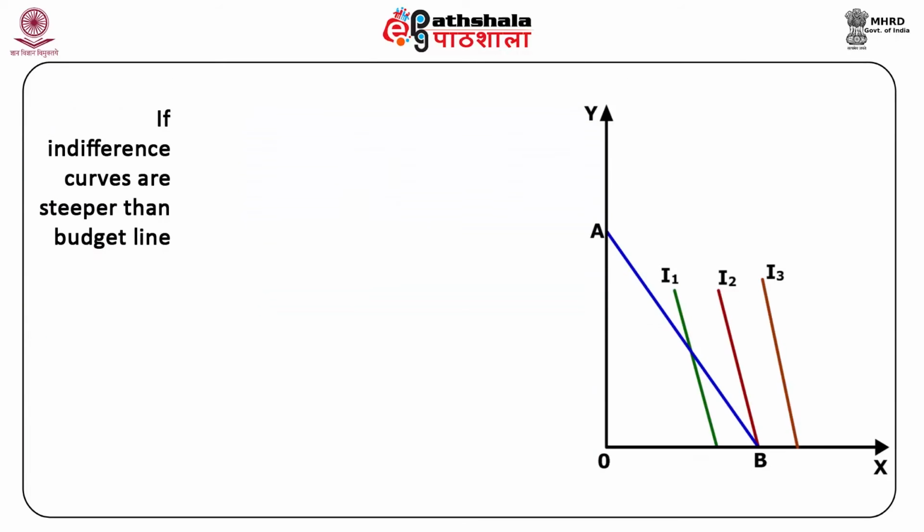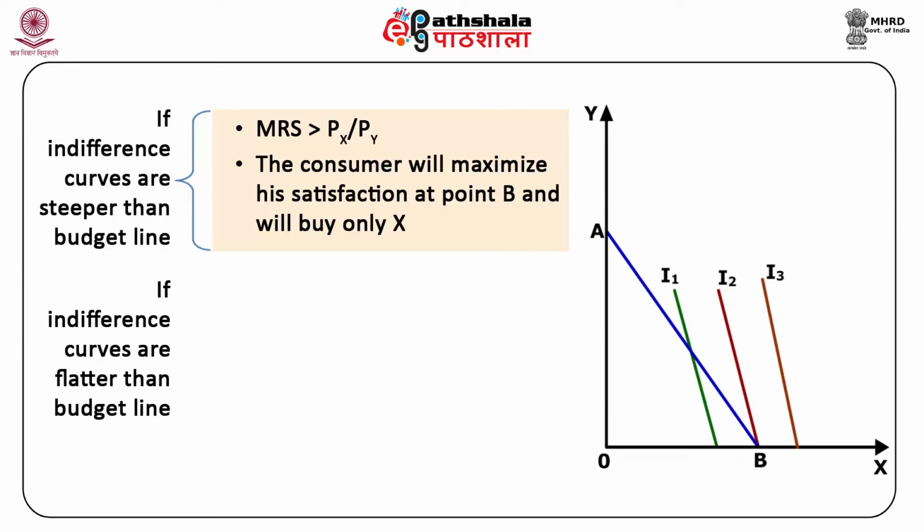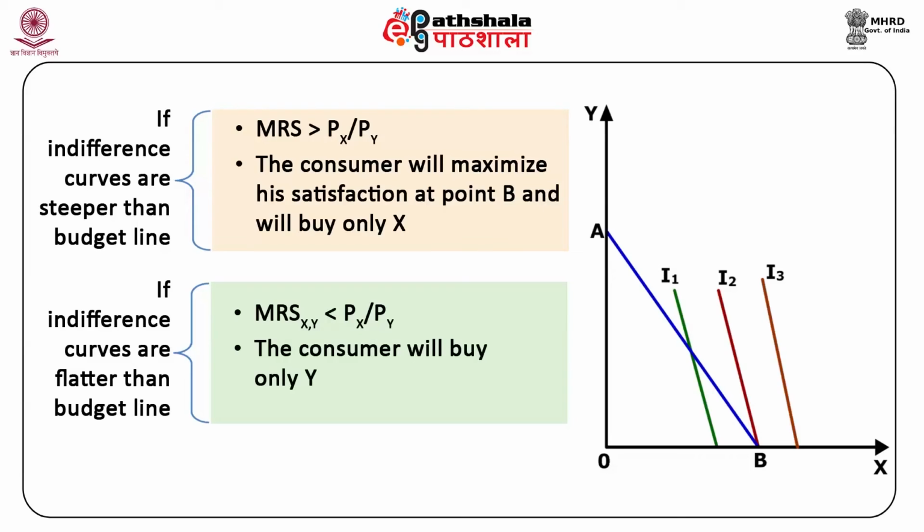If the indifference curves are steeper than the budget line, that is MRS is greater than Px upon Py, the consumer will maximize his satisfaction at point B and will buy only X. On the other hand, if the slope of the budget line is greater than the slope of indifference curves, that is MRSXY is less than Px upon Py, the consumer will buy only Y. Thus, we will get corner solution for consumer equilibrium in case of straight line indifference curves.